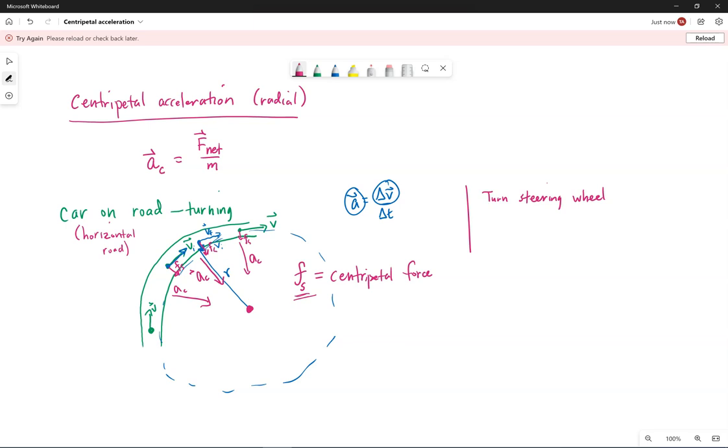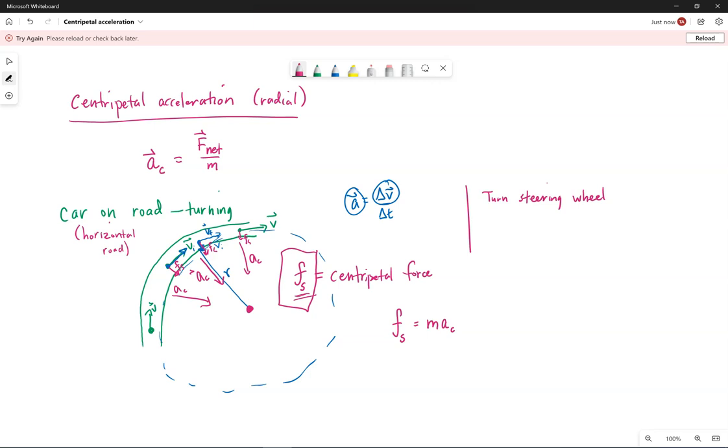The steering wheel is causing the tires to turn, but it's the interaction between the tires and the road. As long as that static friction force is big enough to not allow you to slide off the road, then you will travel in a circle. So we could say in this case that the static friction force would equal the mass of the car times the centripetal acceleration it has at any moment as it rounds the corner.